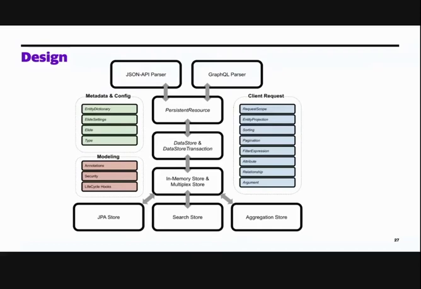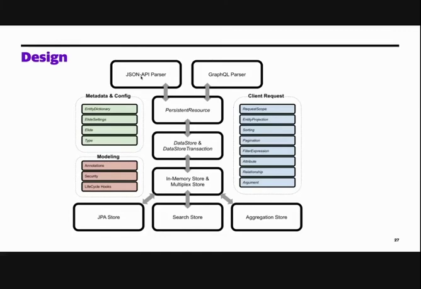In this diagram, the gray arrows represent the request and response flow through an Elide service. At the top, you have the various parsers, JSON-API and GraphQL, and they're responsible for parsing the client requests and converting them into an internal representation for requests. That's actually made up of these client request objects here on the right.